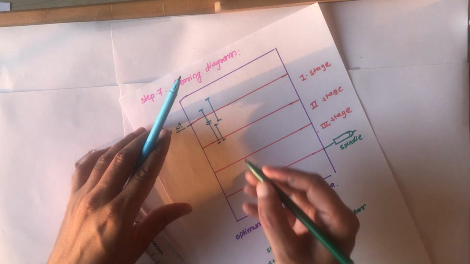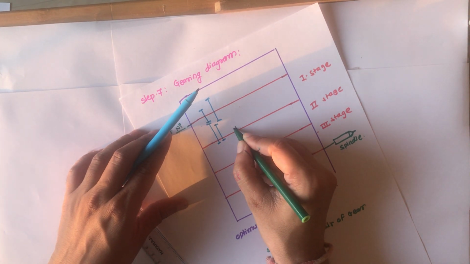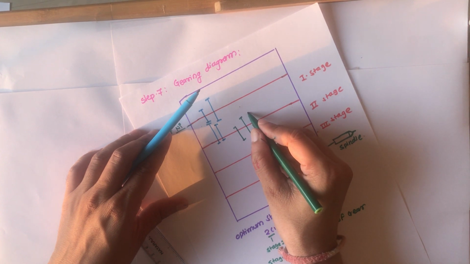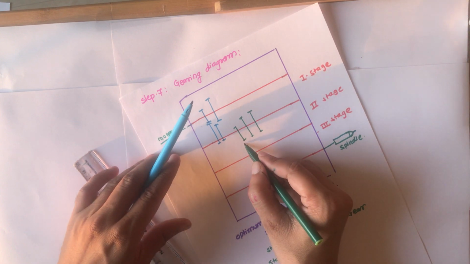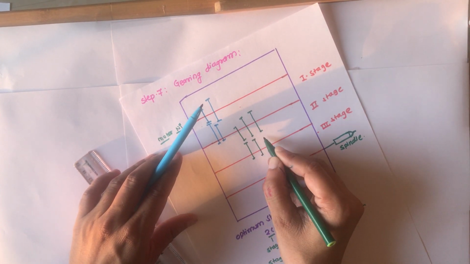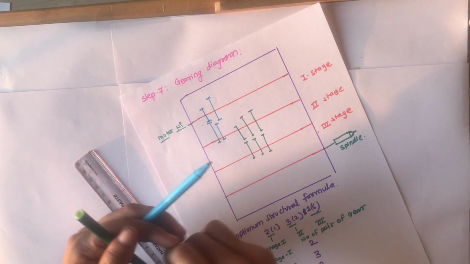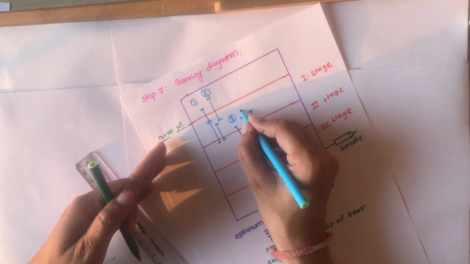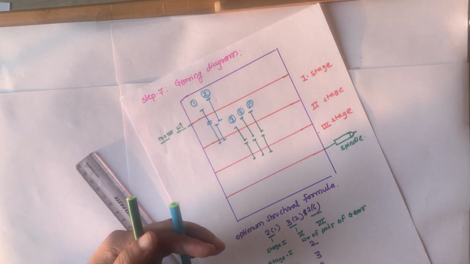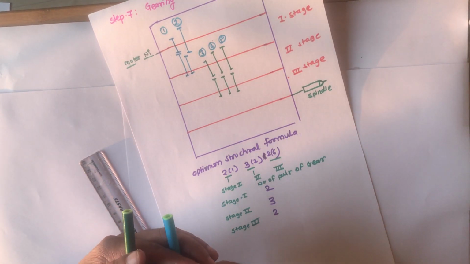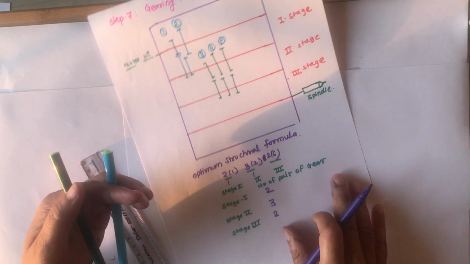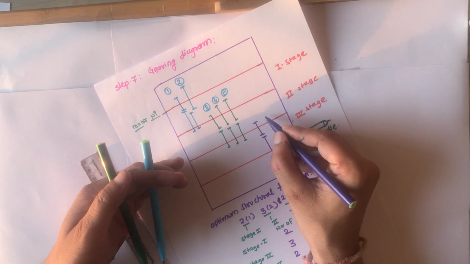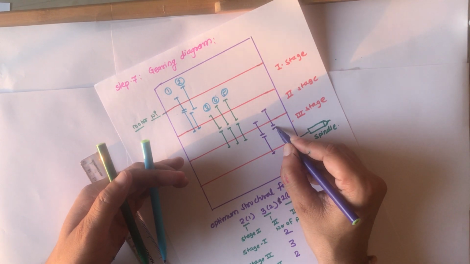Now in the second stage there are gears 1, 2 and 3. Similarly the pairs are 1, 2, 3. These are the first pair, second pair, this is third, fourth, fifth. Now on the last stage there are two gears. So this is 1 which will engage with this, and second is this.